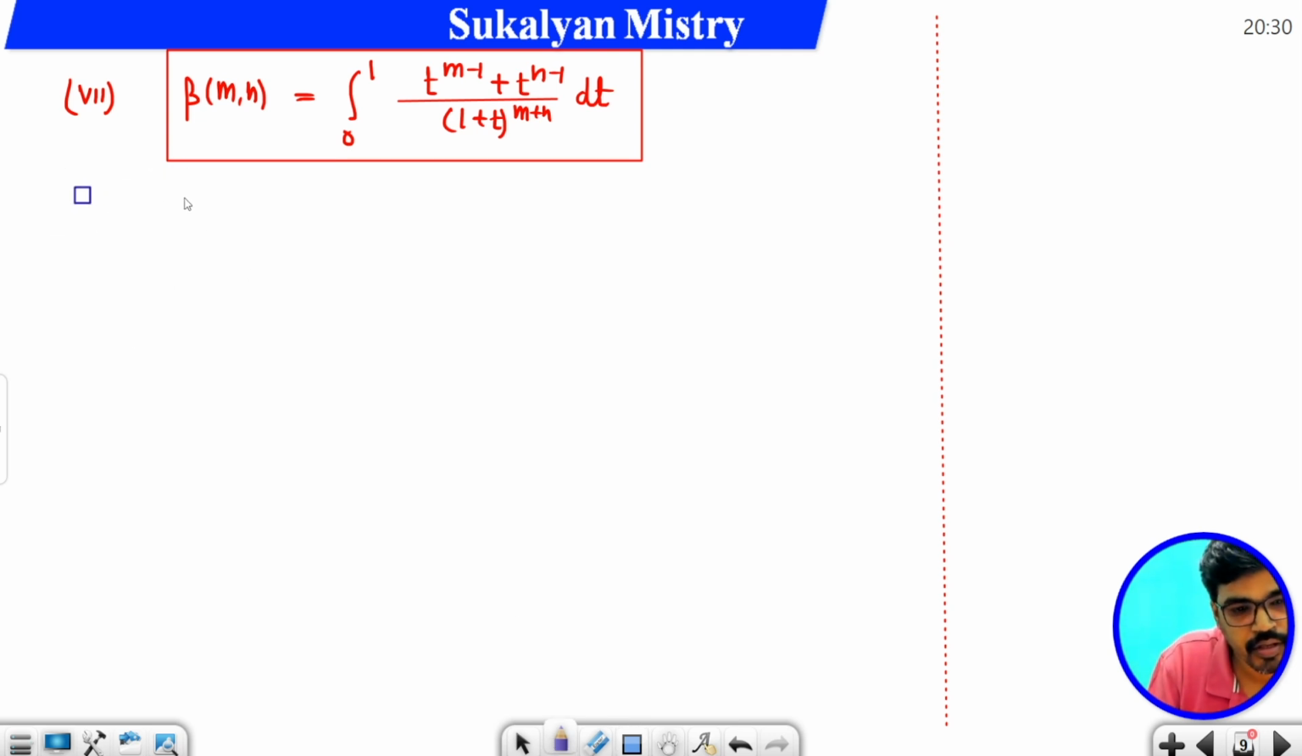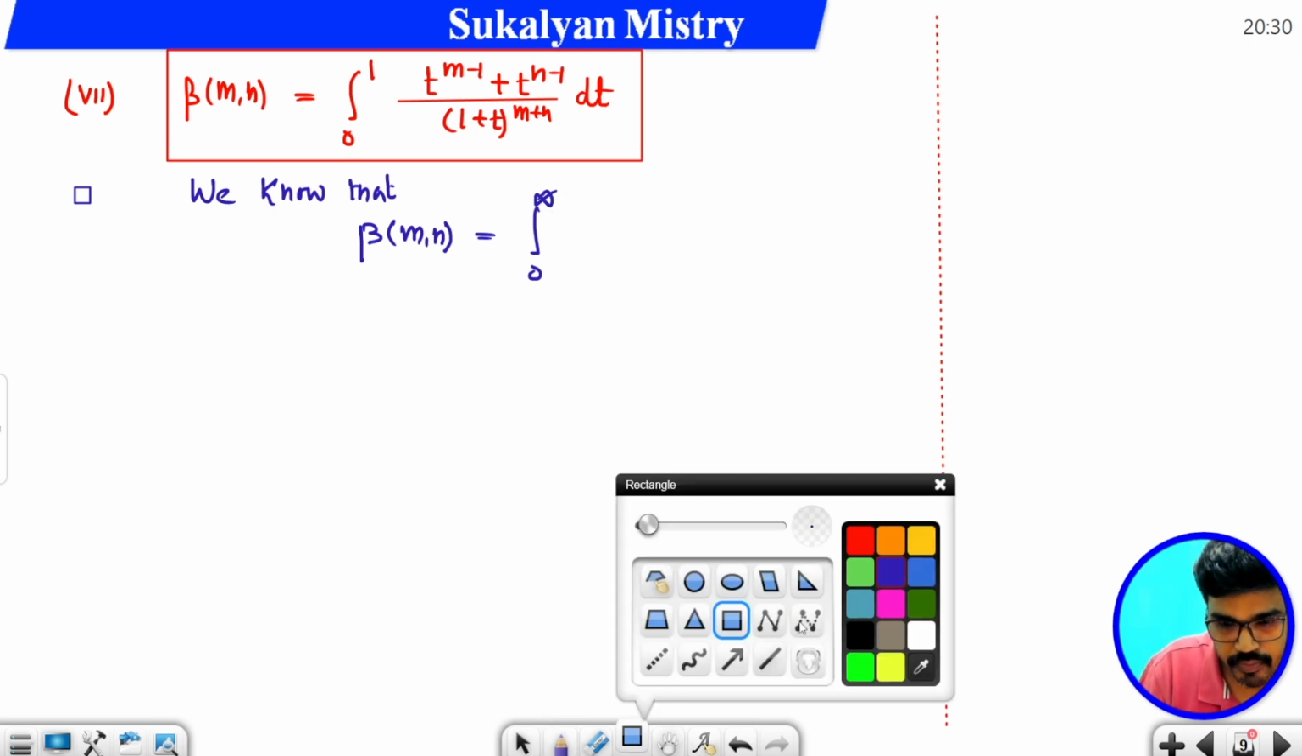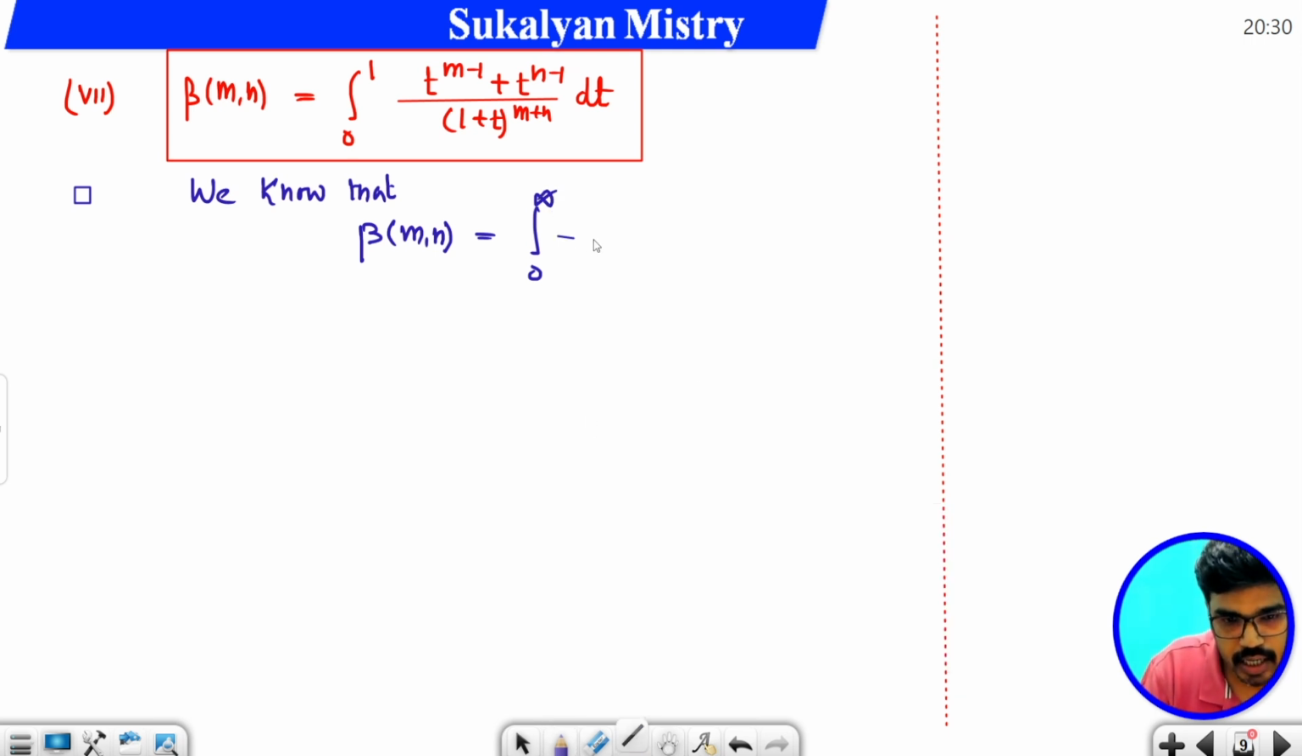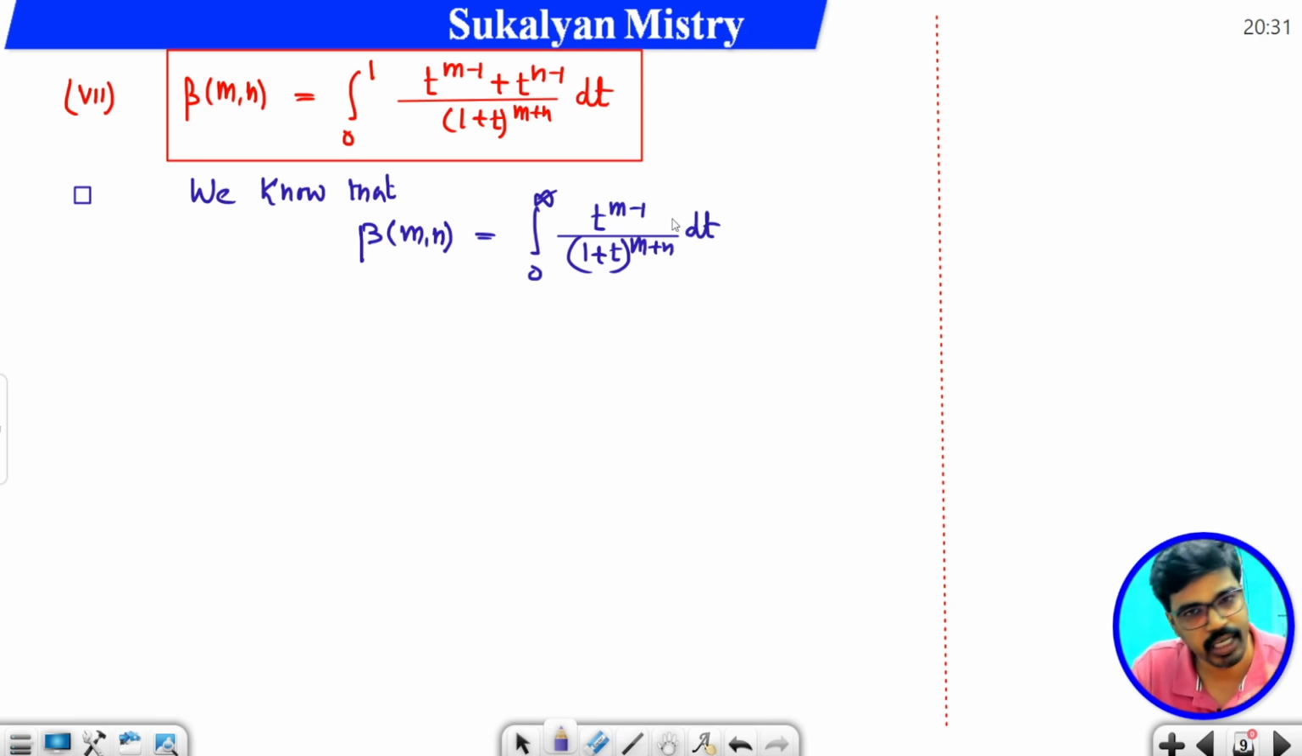So, we know that beta m comma n is equal to integration 0 to infinity t to the power m minus 1 divided by 1 plus t to the power m plus n dt. ঠিক, we already proved this.